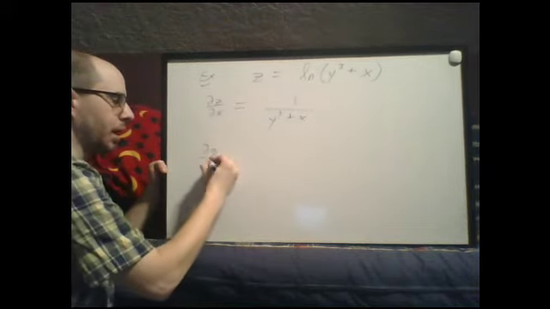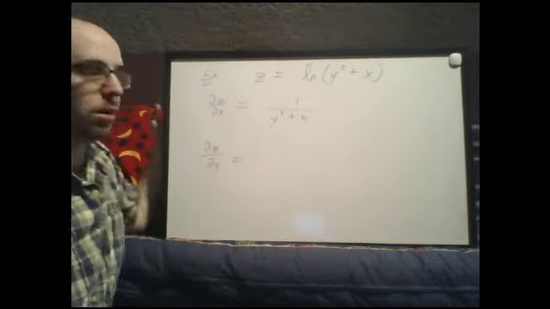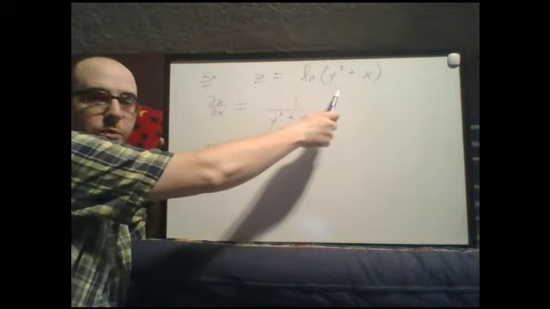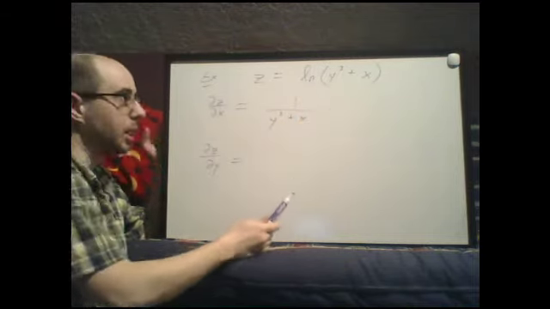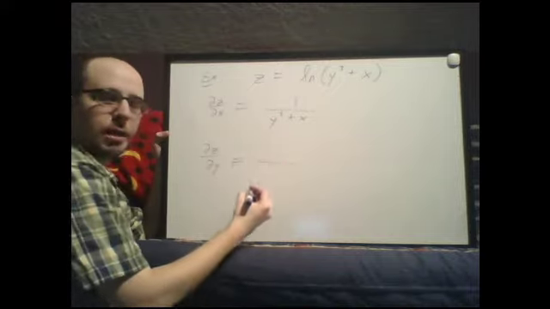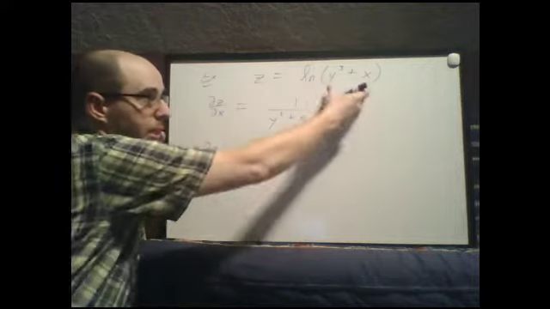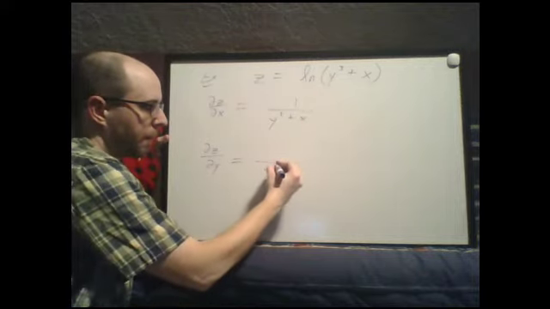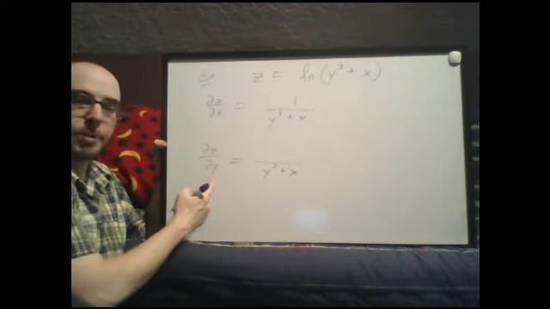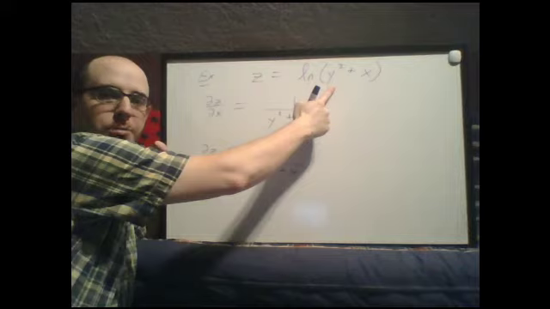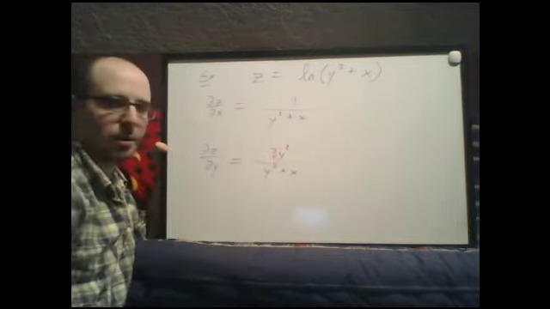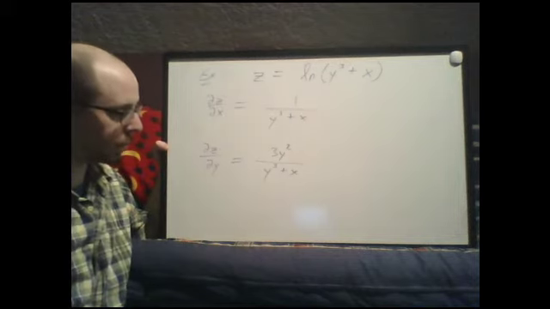dz dy is very similar. It's the same type of function. It's a logarithm with the variable on the inside, so a y on the inside. The outside function's ln again, so the derivative of the outside function is you take the inside and stick it in the bottom. But now we have to multiply by the inside derivative with respect to y. The derivative with respect to y of the inside will be 3y squared. So 3y squared divided by y cubed plus x.